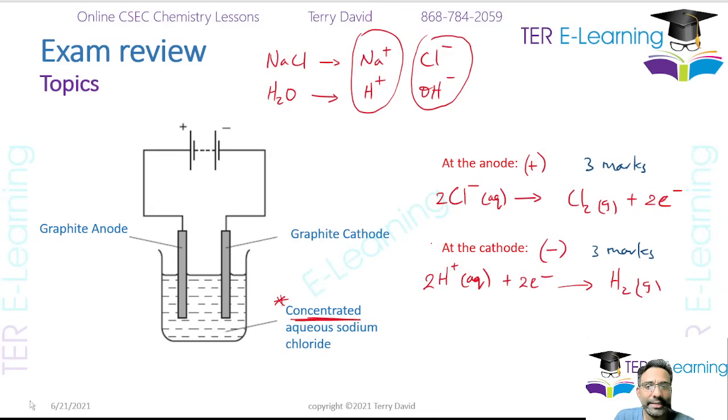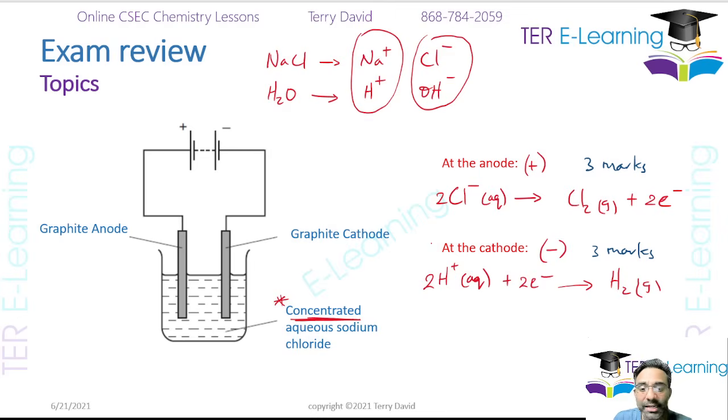So that's my second one. That's concentrated aqueous sodium chloride, right? So it's normal common salt that you have in the kitchen. You take some salt and you mix it in water and we perform electrolysis on it. This is what's going to happen. You're going to have chlorine gas being evolved and you're going to have hydrogen gas being evolved, right?